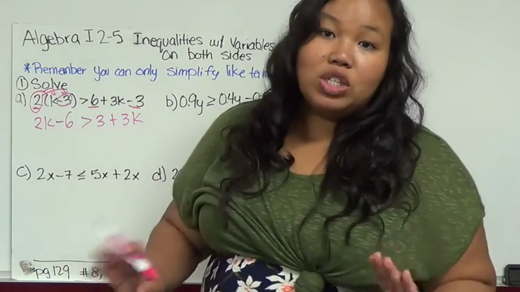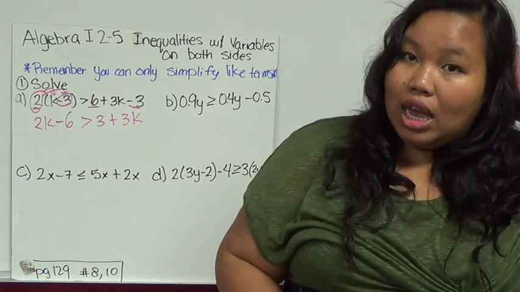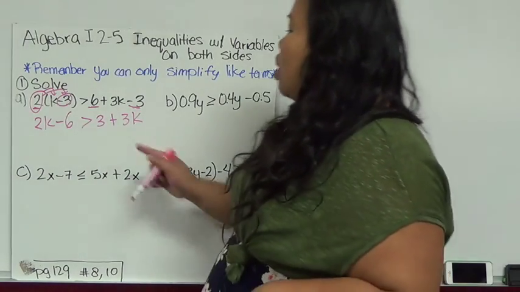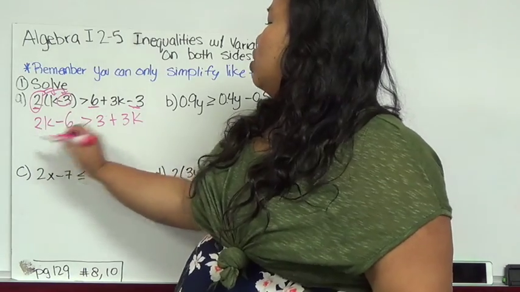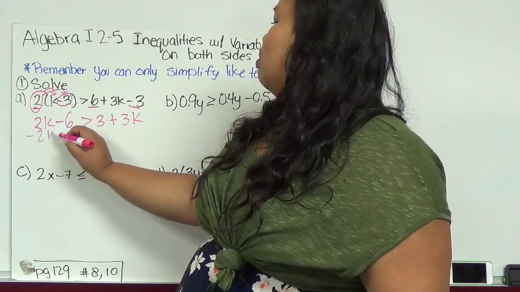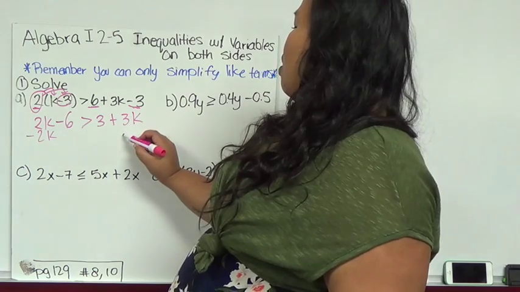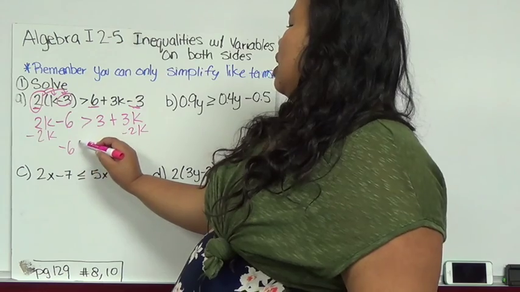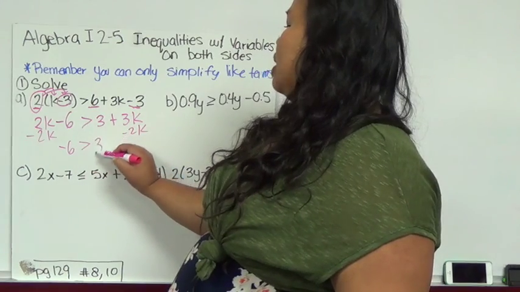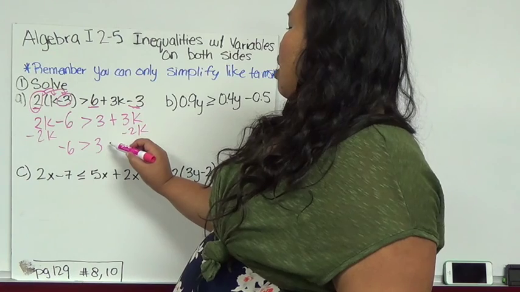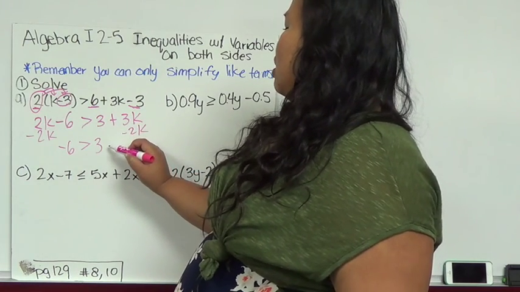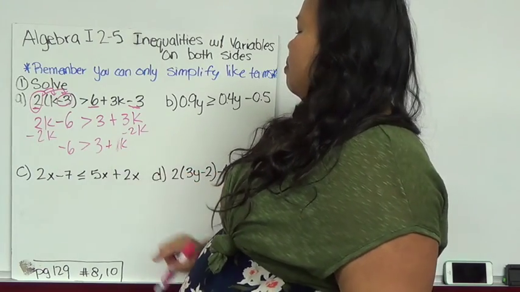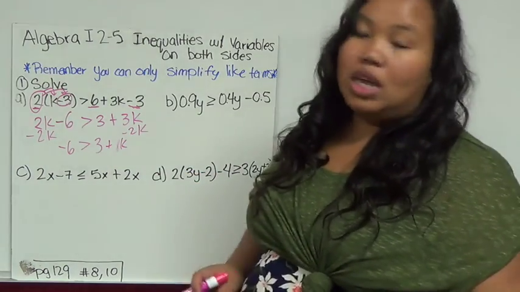So it doesn't matter which side I choose to put the variable, as long as all the variables are on one side and everything else is on the other. So let's bring one variable over. Let's go ahead and bring 2k to the right. So I subtract 2k from this side, so that means I have to do it from this side. This gives me negative 6 is greater than, I have to bring that 3 because I didn't do anything with it, and then 3 minus 2k is positive 1k, or just k. 1k is the same thing as just saying that variable.